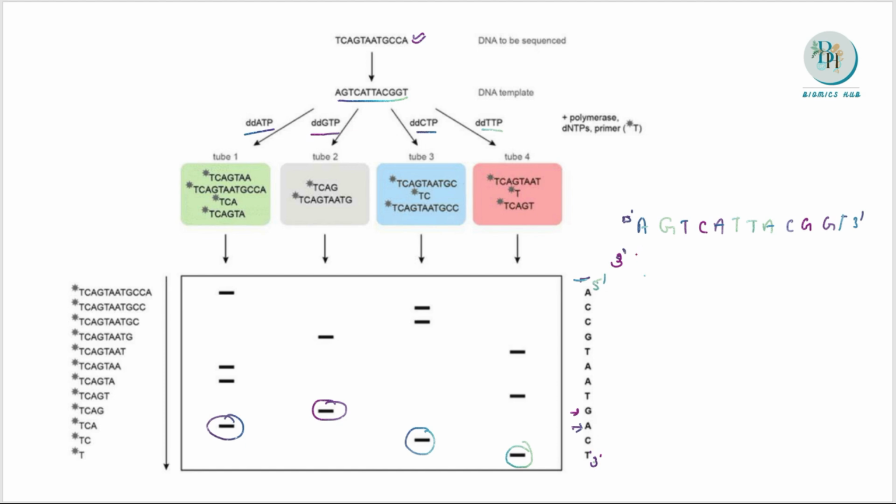So what did we get here? We got T, C, A, G, T, A, A, T, G, C, C and A, and it is 5'. So this is the sequence of this template. So when we take the complement, we can get the original one. This is the original one. And this is the sequence which we got from the gel.